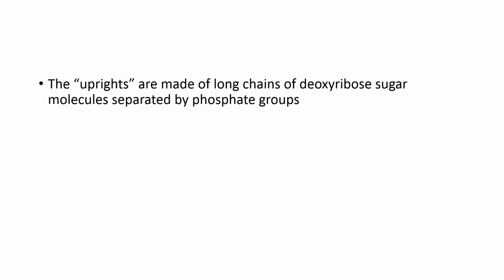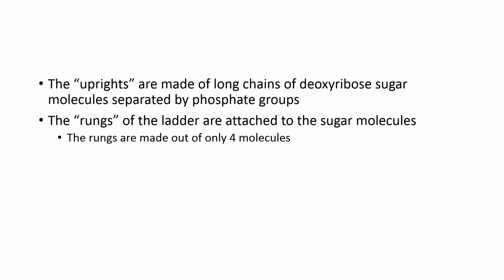The uprights are made of very long chains of the deoxyribose sugar I mentioned a minute ago, and that is separated by phosphate groups. So it's a long chain of these little sugar molecules where each sugar molecule is linked to its neighbor by a phosphate group. That phosphate group is the same kind of phosphate group that you saw in your chemistry unit. The rungs of the ladder are attached to the sugar molecules rather than the phosphate group.